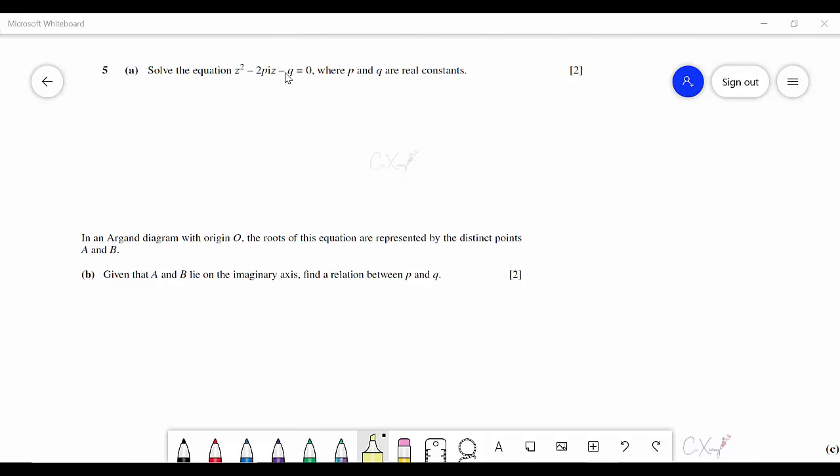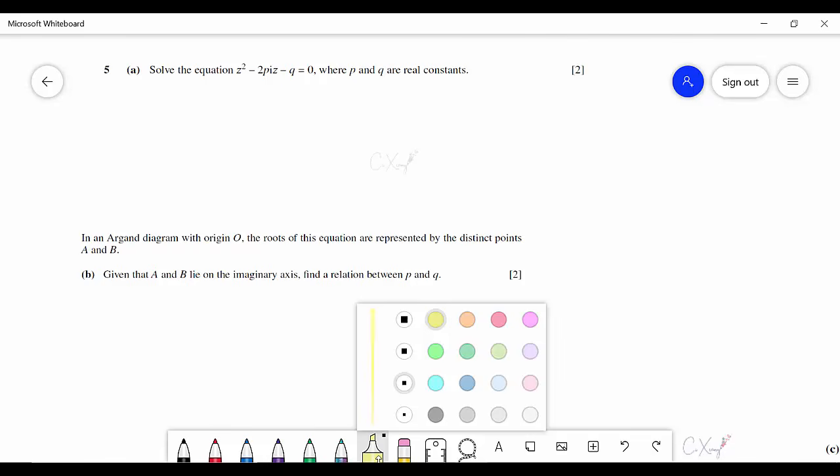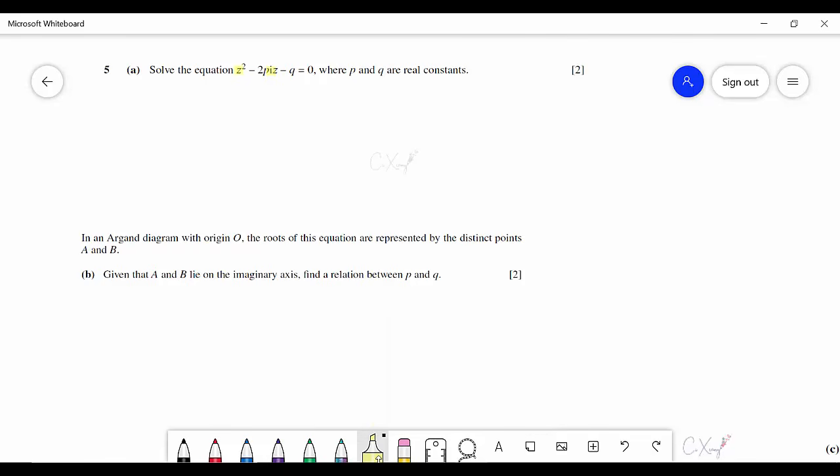are real constants. Since we can see the i and z, all these things here, generally when you see the i, you know that it is a complex equation, right? That might involve complex roots. And then you can see the z squared and the z here. Generally, it also tells you that this is a quadratic equation, okay?